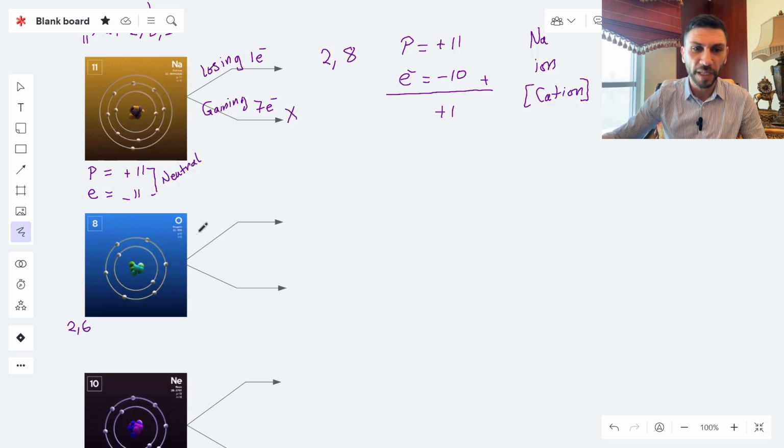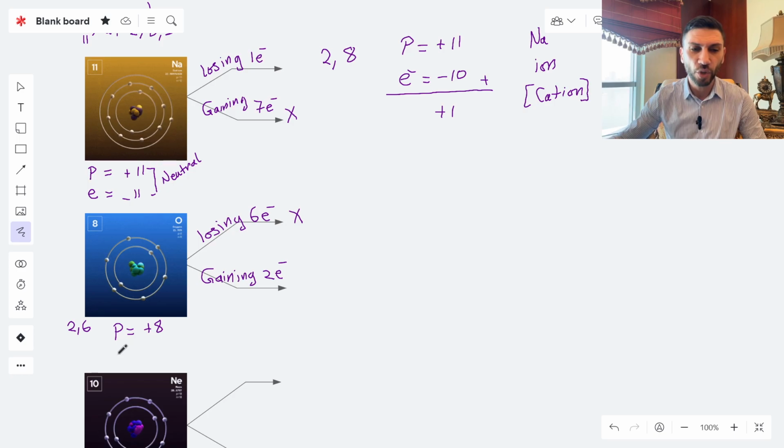So that is by losing 6 electrons, or we can gain 2 electrons. Losing 6 electrons is impossible, so the only way is to gain 2 electrons. Now, before, the number of protons equals positive 8 because the atomic number is 8, and the number of electrons equals negative 8, and the atom has no charge, that's why it's neutral.